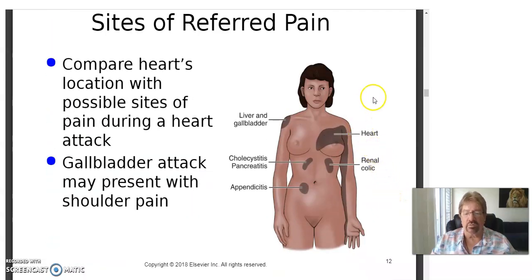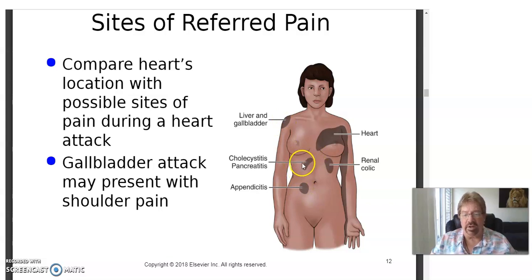Now, there's also what's known as referred pain, and this is very common and very important in healthcare because the symptoms of referred pain can often help you diagnose what's going on. For example, problems in the heart, like a potential heart attack or a blockage of one of the coronary arteries, can cause pain to radiate into the left chest and down the left arm. This is famous for that. Liver and gallbladder, according to this, I didn't know this, can refer pain. Problems there can refer pain to the right shoulder.